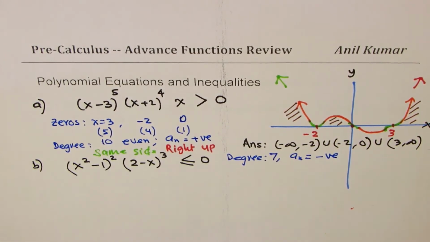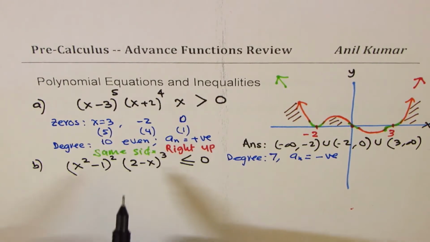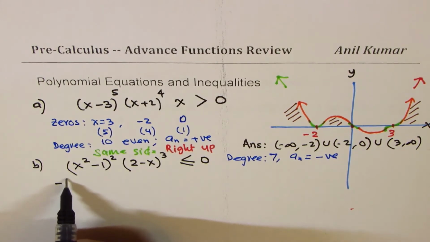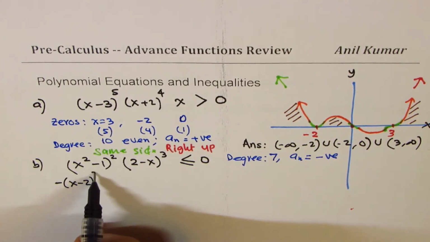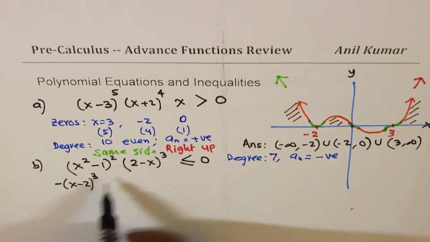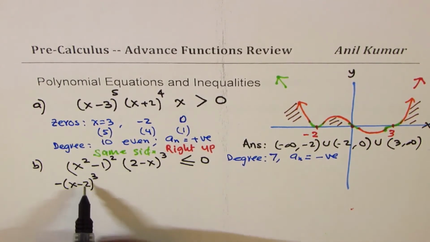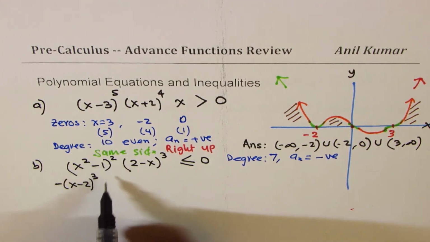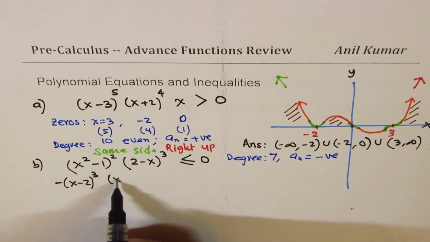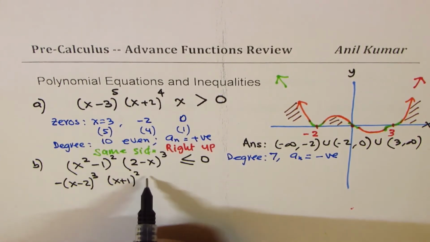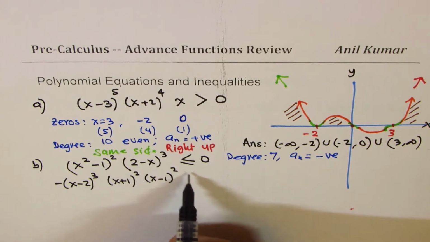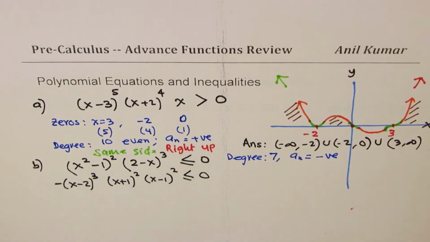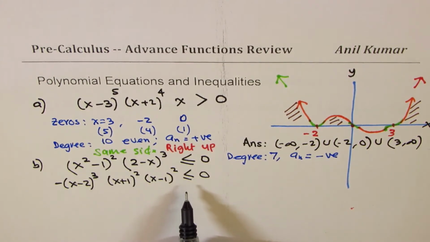So I think you have to be very careful in test questions. This portion here could be written as negative of (x minus 2) whole cube. See, negative cube is negative, and therefore this could be written as this, right? And we can now factor (x squared minus 1) whole square as what? We could write this as (x plus 1) squared times (x minus 1) squared, and that becomes your polynomial inequality. Do you understand?